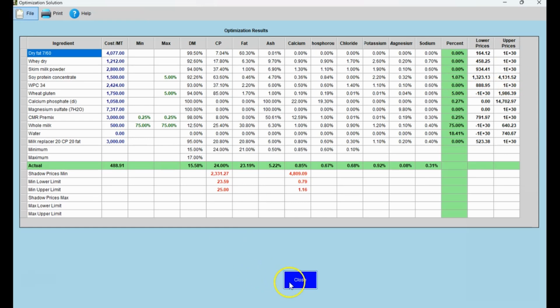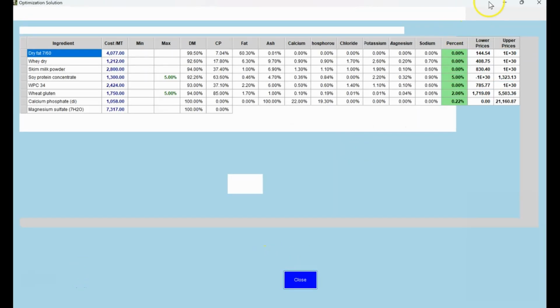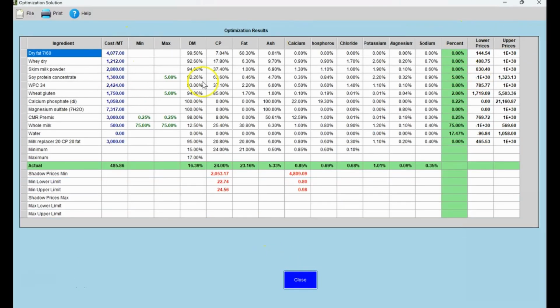If we reduce the price to $1,300 per metric ton and rerun the formula, we see the inclusion rate increases to the maximum allowed level of 5%. This indicates the price has dropped below the lower price threshold, making the ingredient more attractive to the solver.